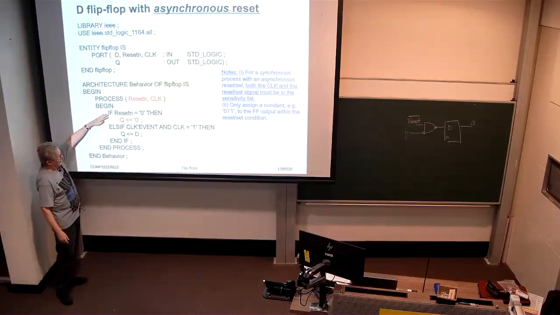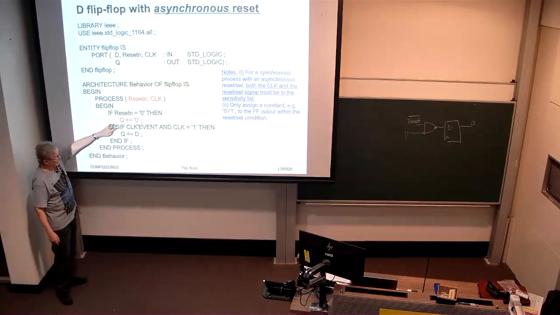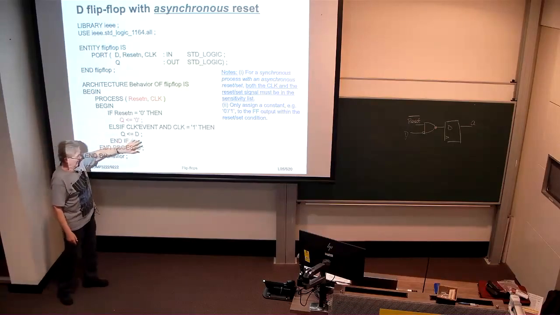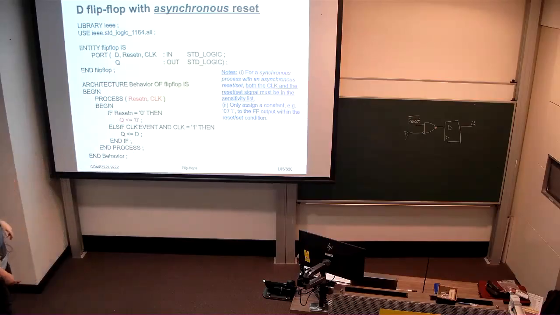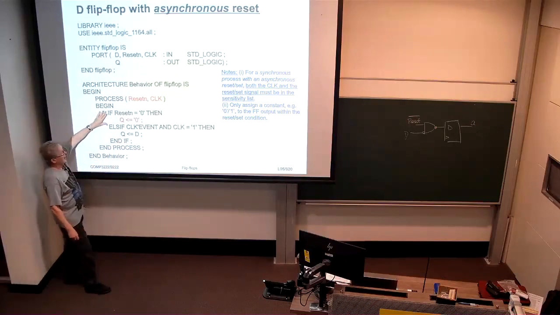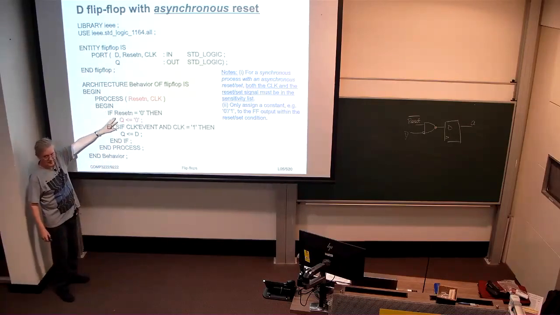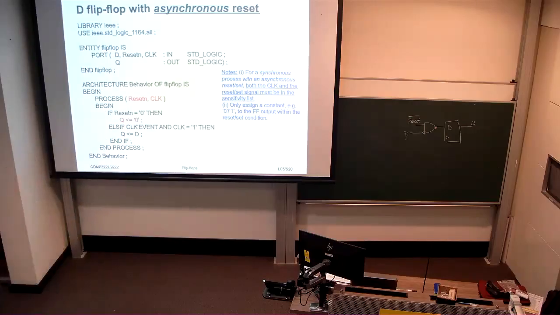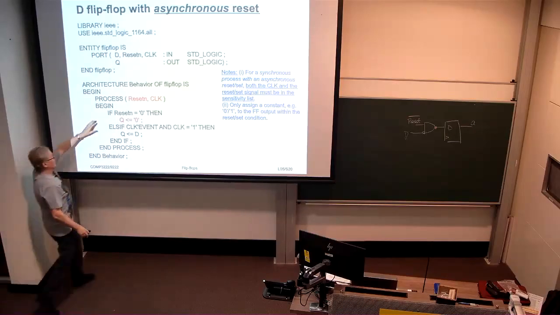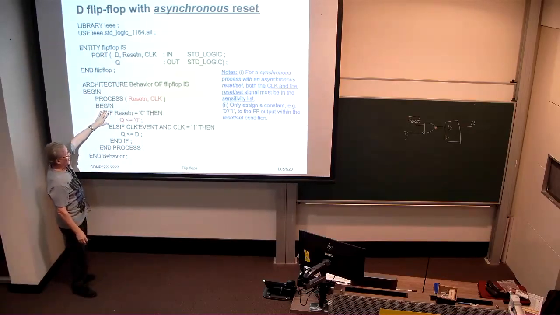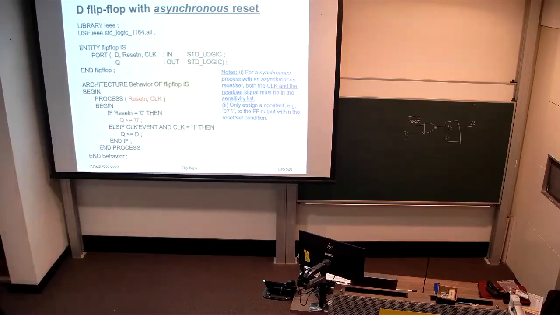So if the reset is active, if it's 0, then assign a 0 to Q. Otherwise, if it's an active clock edge, if it's a rising clock edge in this case, assign D to Q, right? So this guard is going to override while ever reset N is low. Once reset N is high, then the positive clock edge guard will apply if there is an active edge on the clock. Is that clear?